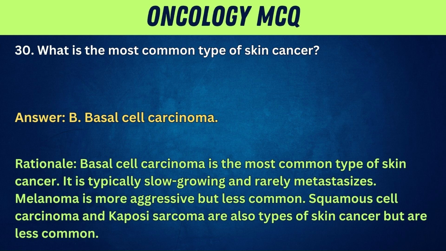Rationale: basal cell carcinoma is the most common type of skin cancer. It is typically slow-growing and rarely metastasizes. Melanoma is more aggressive but less common. Squamous cell carcinoma and Kaposi sarcoma are also types of skin cancer, but are less common.